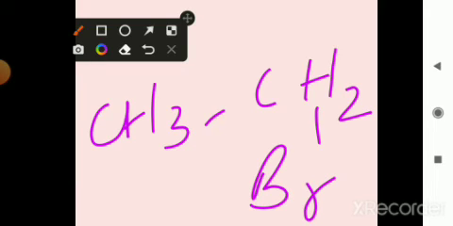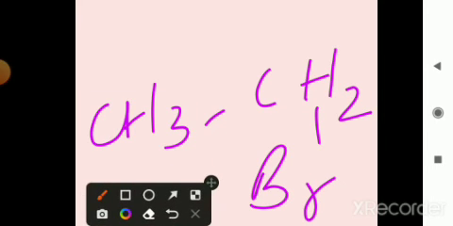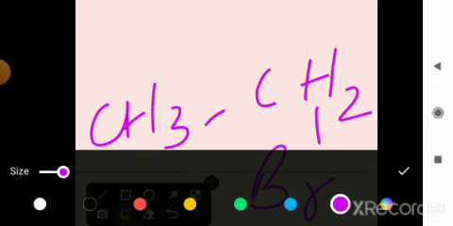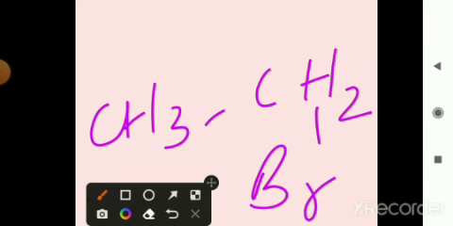C1, yeah, CH2 will be there. So what will be the name of this compound? Very easy thing. You are getting the answer? Okay, so where is the functional group? This Br means bromine. Okay, this Br means bromine.